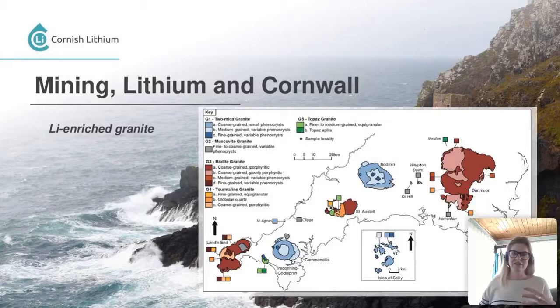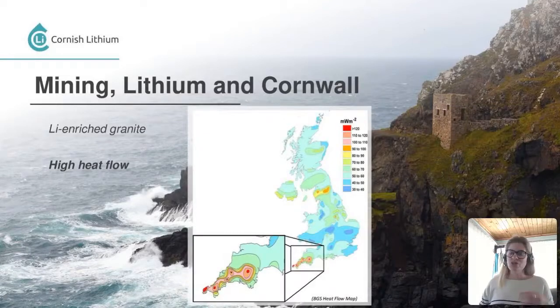It's a big batholith. And this granite's important not only because it's enriched in lithium compared to many other granites worldwide, but it's also hot. So this is a heat map of the UK done by the British Geological Survey, and you can see that there literally is a hotspot over the southwest of the UK. And that means we've got potential for geothermal energy down here as well.